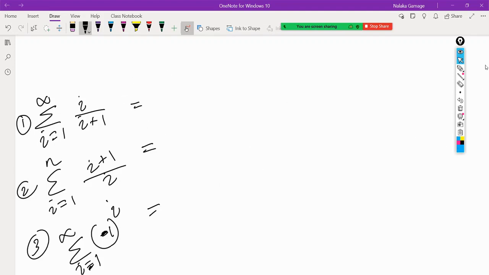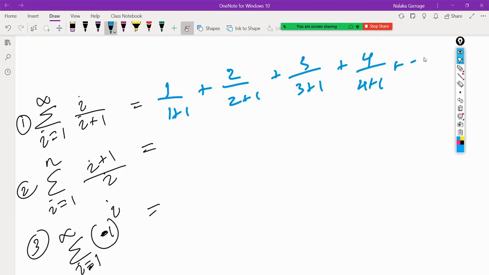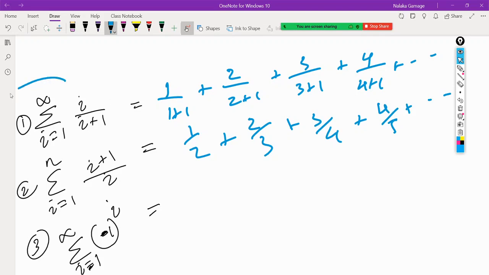Right, so let's write it down. First, I is 1, you have to substitute 1 for I. That is 1 divided by 1 plus 1, plus 2 divided by 2 plus 1, plus 3 divided by 3 plus 1, plus 4 divided by 4 plus 1, and so on. If I simplify it, this is 1/2 plus 2/3 plus 3/4 plus 4/5. So that is the sequence. This represents this particular sequence.